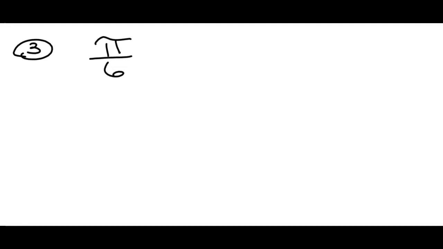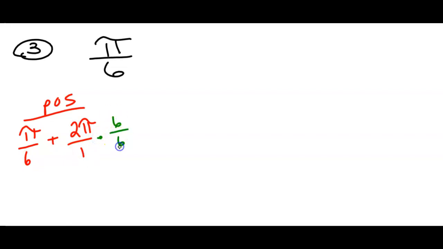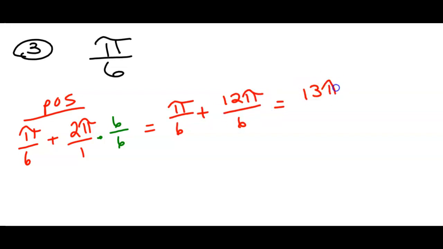Let's try one with radians. So for your positive, you're going to take the angle they give you, pi over 6, and you're going to add a rotation. Well, one rotation in radians is 2 pi. So you just have to do a little bit of work with fractions here. My 2 pi is currently over 1. I need it to be over 6, so I'm going to multiply by 6 over 6. So that's going to give me pi over 6 plus 12 pi over 6, which is going to give me 13 pi over 6.